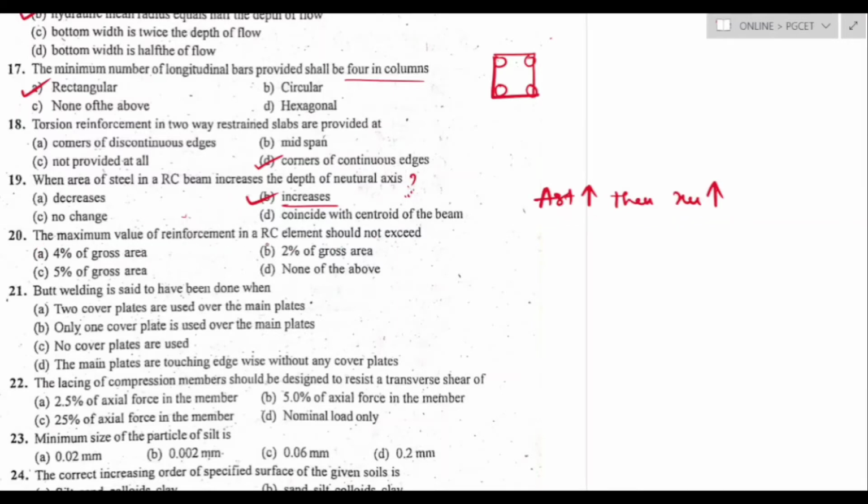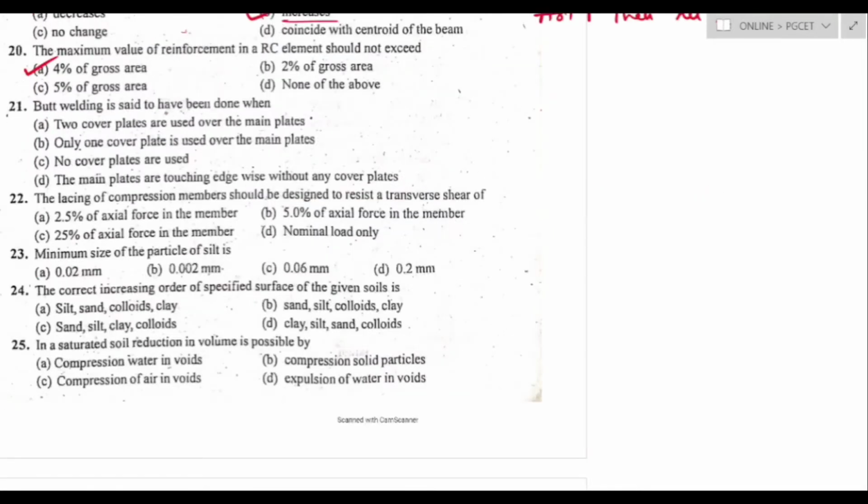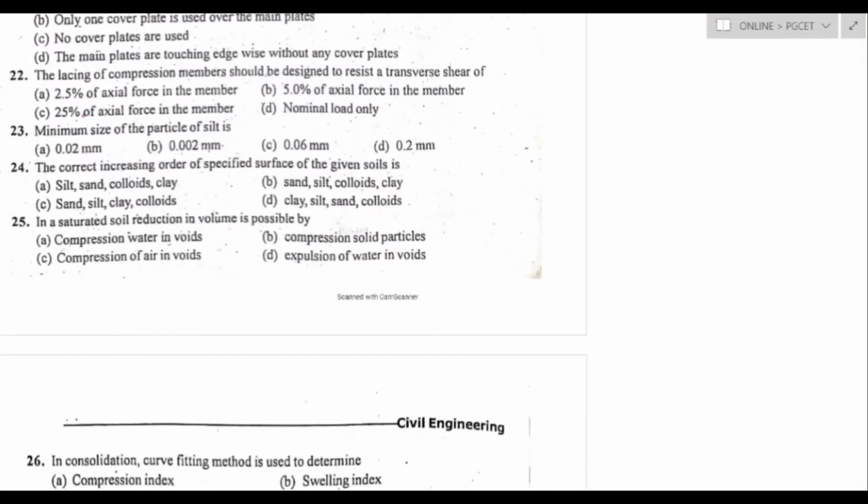Question number 20. The maximum value of the reinforcement in an RC element should not exceed 4% of the gross area. Question number 21. Butt welding is said to have been done when 2 cover plates are used over main plates. So option A is the right answer. Question number 22. The lacing of the compression member should be designed to resist a transverse shear of 2.5% of the axial force in the member. Option A is the right answer.